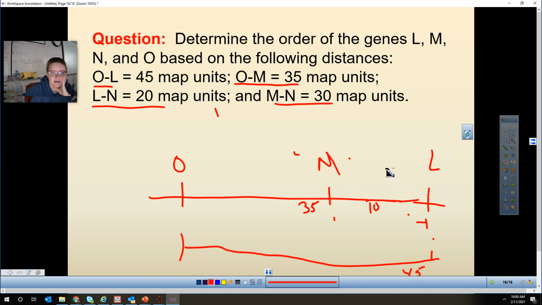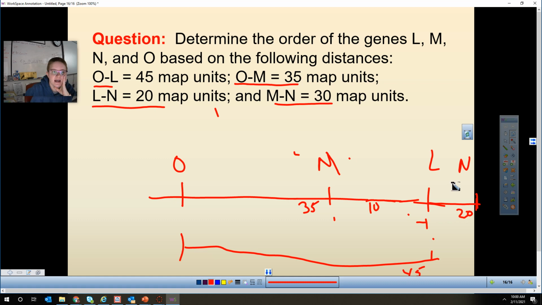Maybe it's L that's in the wrong place. No, because O and L are 45. Okay, so what if I put N over here? Let's try putting N here. So that would put L and N at 20. And then M and N, there's 30. So 10 plus 20 is 30.